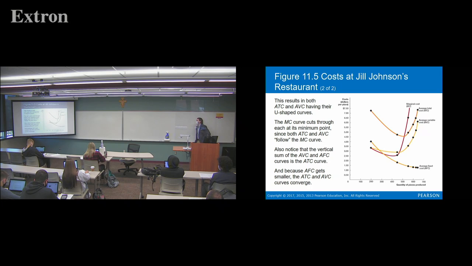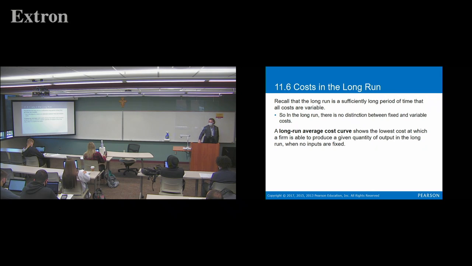Okay, so this is looking at firms in the short run. Again, because we have this average fixed cost. In the long run, there's not going to be fixed costs. In this amount of time, it's long enough that all costs are variable.